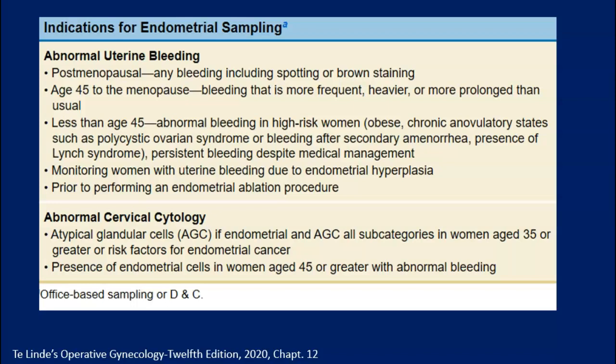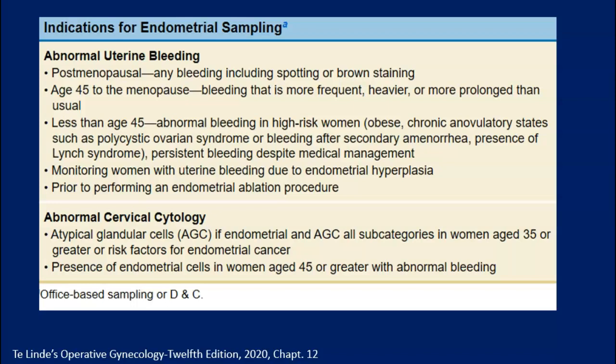In women who are less than age 45, abnormal bleeding in so-called high-risk women, and this would include obese women, women with chronic anovulatory states such as PCOS, or bleeding after secondary amenorrhea, as well as the presence of Lynch syndrome. Further, persistent bleeding despite medical management would also be an indication for sampling in an individual less than age 45. Also, monitoring women with uterine bleeding due to endometrial hyperplasia is another reason for doing sampling.